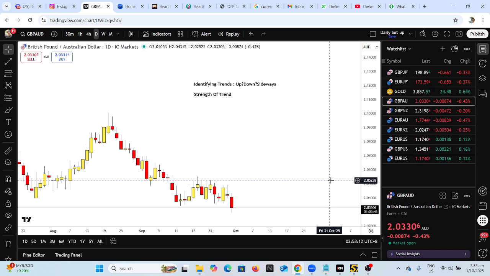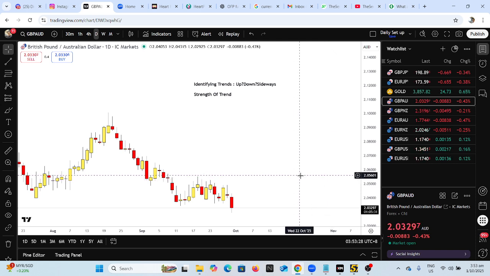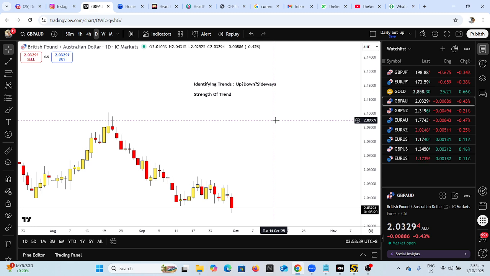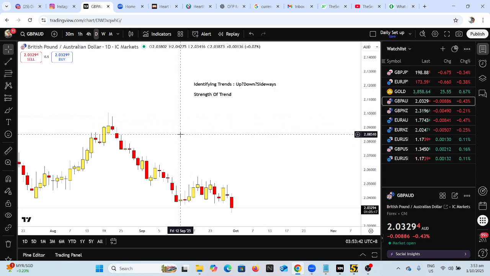Today I'm going to share with you about identifying trends, whether it is an uptrend, downtrend, or sideways. Those are the three types of trend when you look at the market. The best way to look at the trend is to start with the daily first, because from the daily you can see a general direction of a trend.